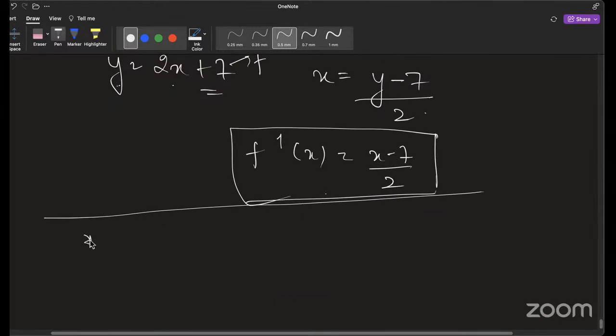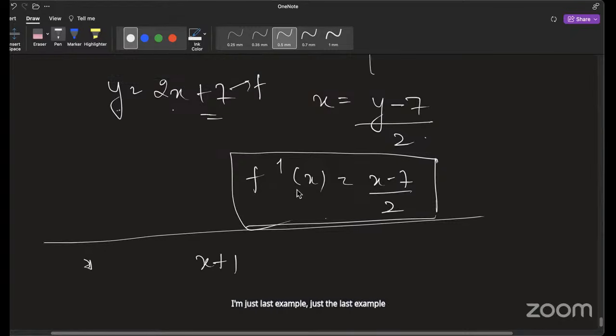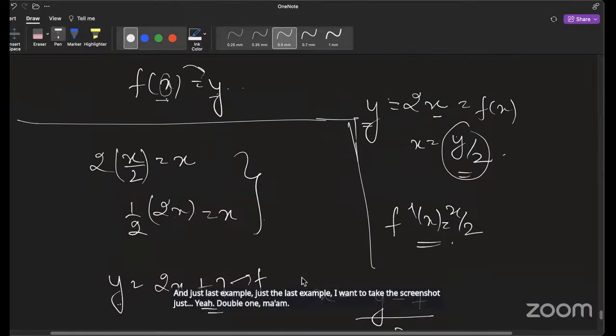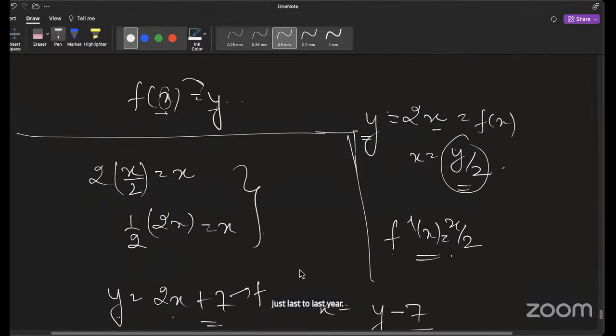Let's do one Ma'am, more. just last example, just the last example. I want to take the screenshot. Just yeah, the ma'am, above one, ma'am. Just last to last. Yeah. Uh, okay, ma'am.